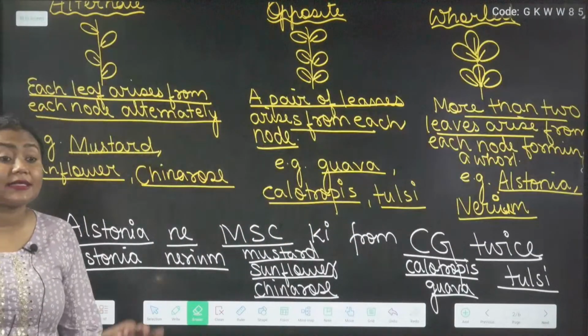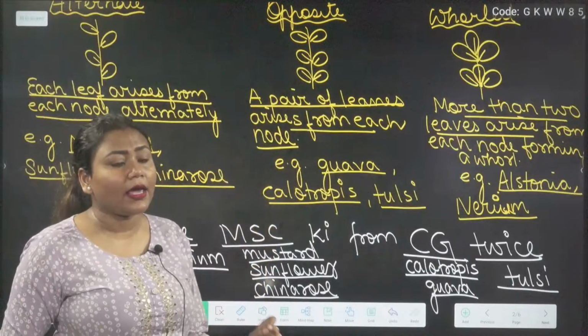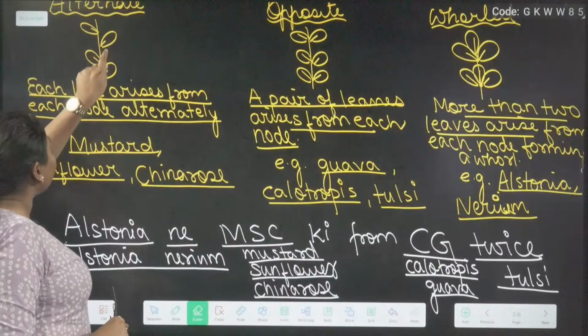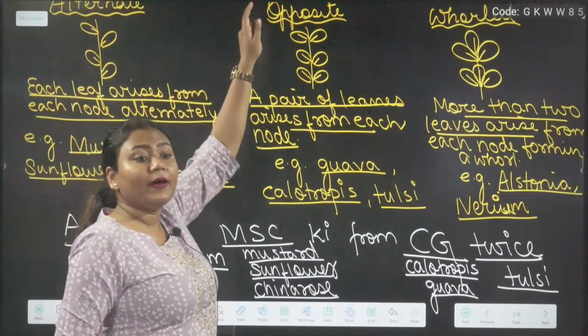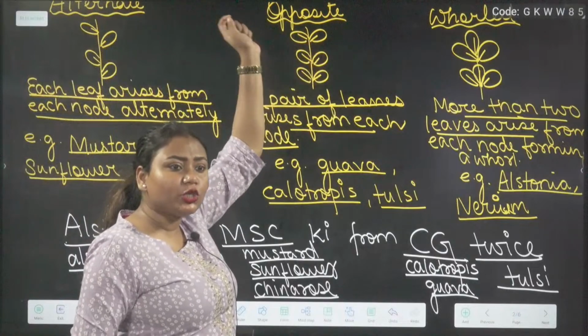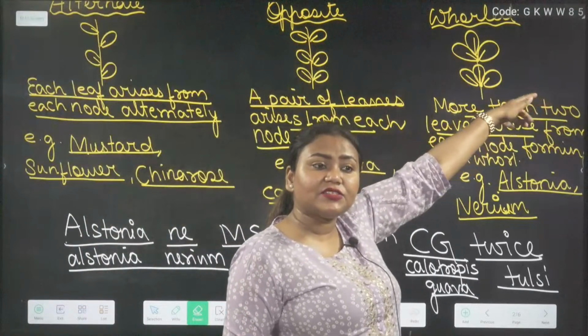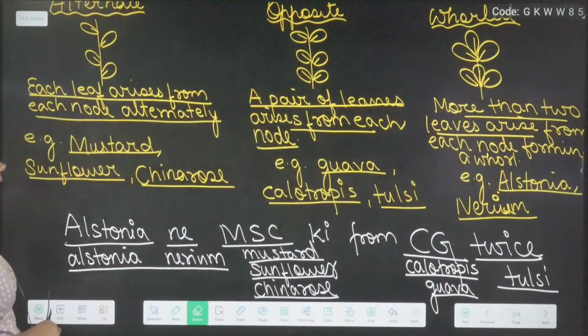Now, here we studied phyllotaxy. What is phyllotaxy? It is the arrangement of leaves on the stem or branch. Why? To get proper sunlight. When each leaf arises from each node alternately, it is alternate phyllotaxy. When a pair of leaves arises from each node, it is opposite phyllotaxy. When more than two leaves arise from each node forming a whorl, it is whorled phyllotaxy. Okay? I have given you a trick.